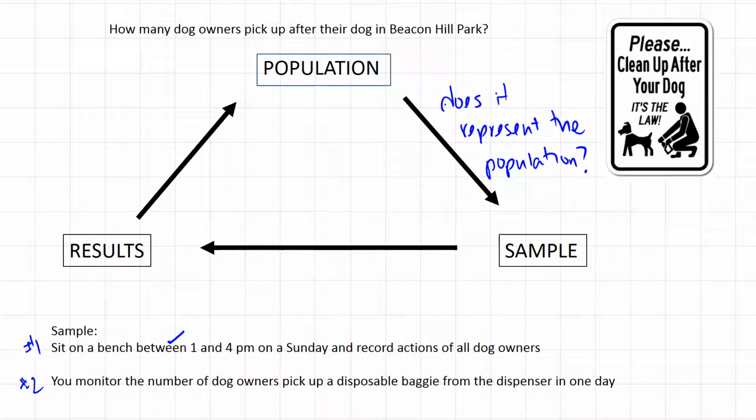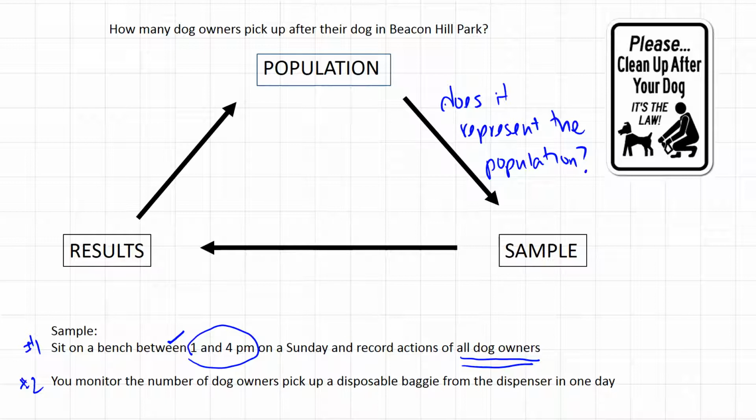Well, if you're sitting between 1 and 4 and watching all dog owners, then that would probably be a pretty good representation. The second example, when you monitor just the number of dog owners that pick up a disposable baggie, well, some of them might have their own baggies and not pick up from the dispenser. And so you're not representing the entire population of dog owners.